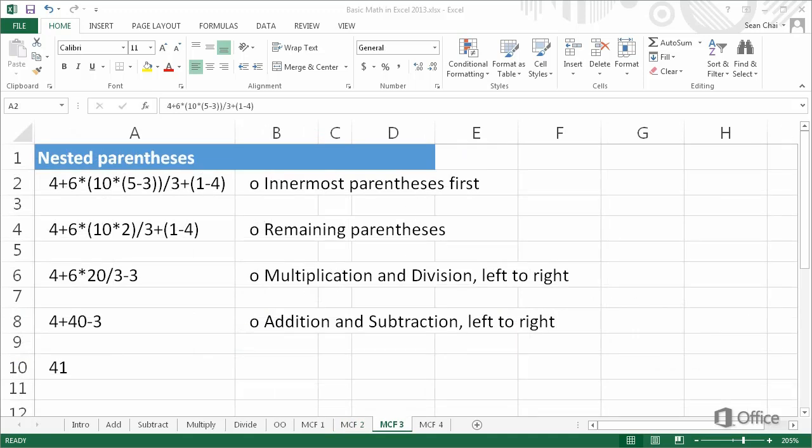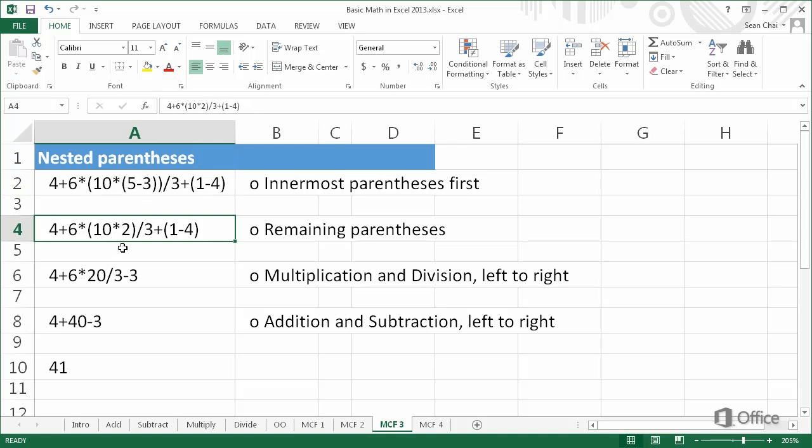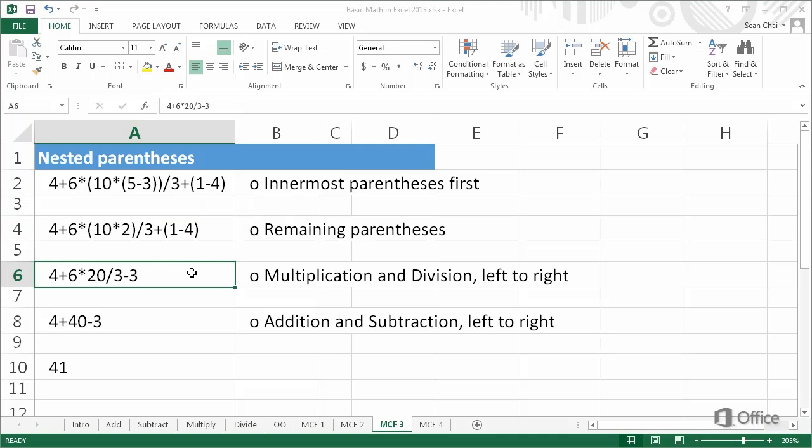What's the value returned by this formula? First we do the innermost parentheses. 5 minus 3 is 2, resulting in this formula. Next we do the remaining parentheses. 10 times 2 is 20, and 1 minus 4 is minus 3, resulting in this formula.